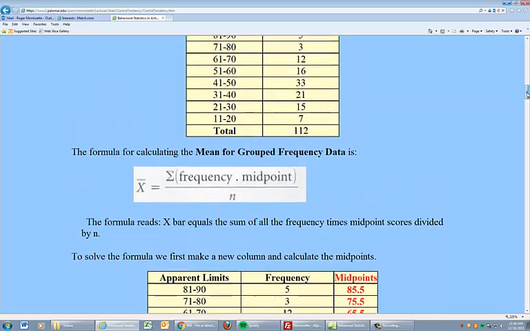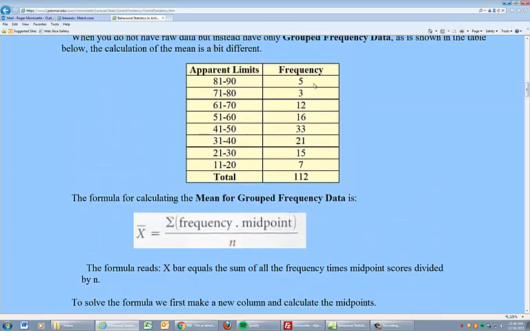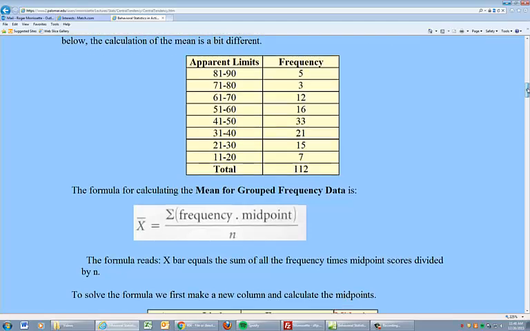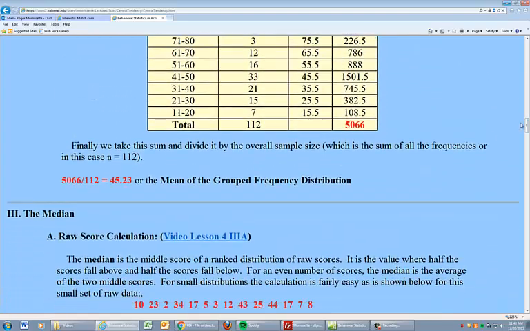Now remember, don't be tricked by thinking that this is the sample size. 1, 2, 3, 4, 5, 6, 7, 8. That's not right. Those are 8 intervals. The sample size for group frequency is the total frequency. So the sample size for this would be 112. So now all we got to do is divide 5,066 by 112, and we get our mean for group frequency data, 45.23.